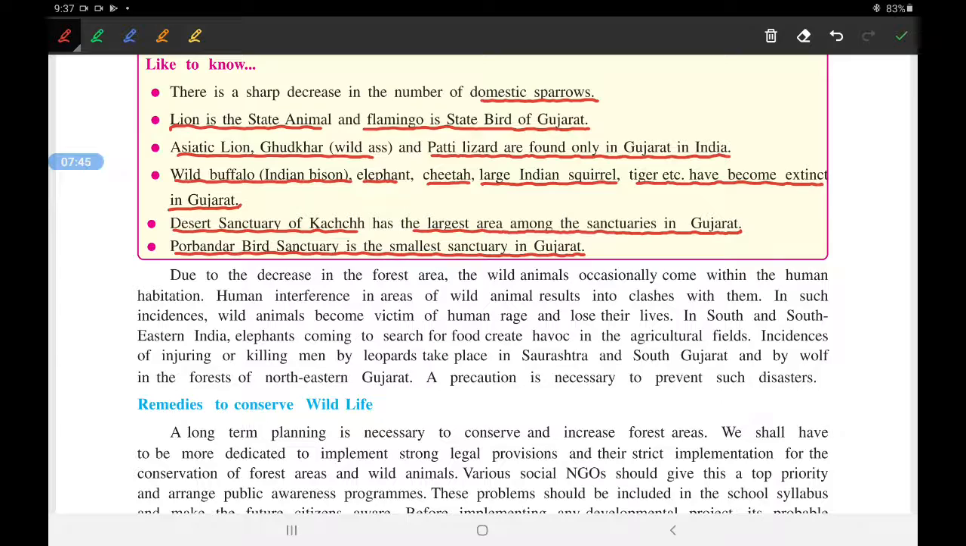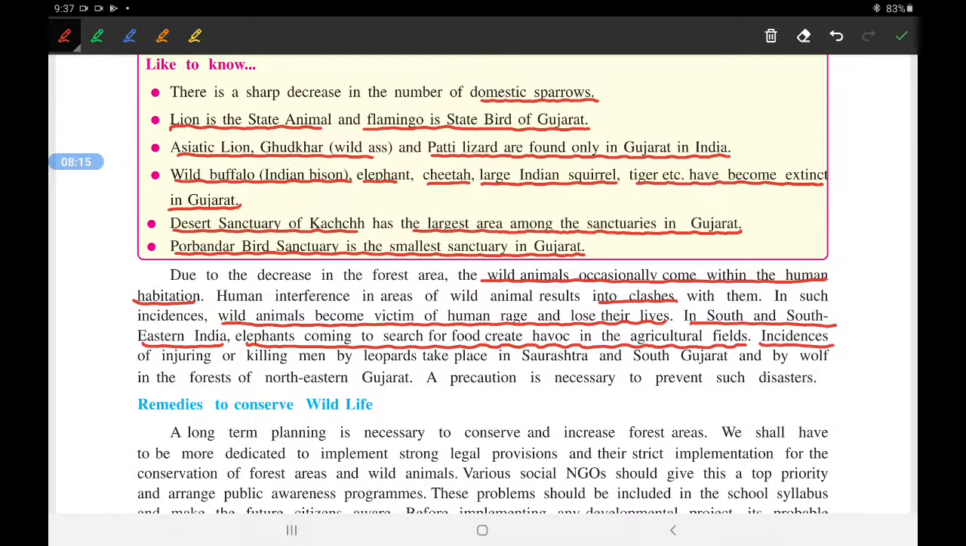Due to the decrease in forest area, wild animals occasionally come into human habitat. This happens, as we already discussed. Human interference in the area of wild animals results in clashes with them. In such incidents, wild animals become victims of human rage and lose their lives. In South and Southeastern India, elephants come in search of food and create havoc in agricultural fields. Incidents of injury or killing of men by leopards take place in Saurashtra and South Gujarat, and by wolves in the forest of Northeast Gujarat.